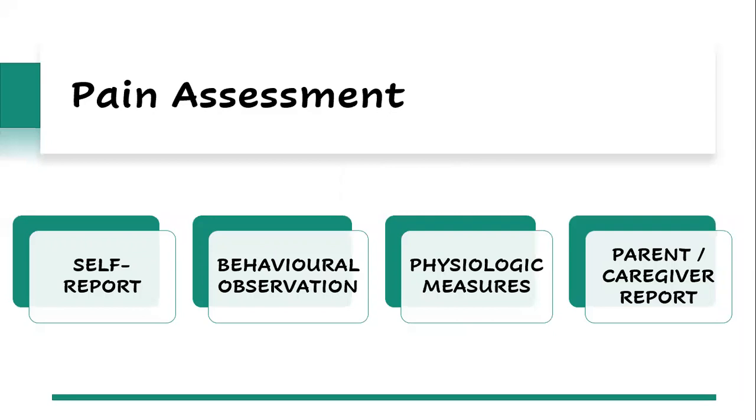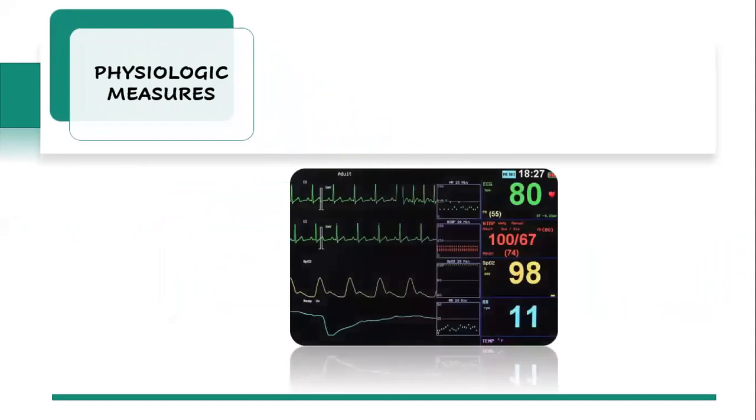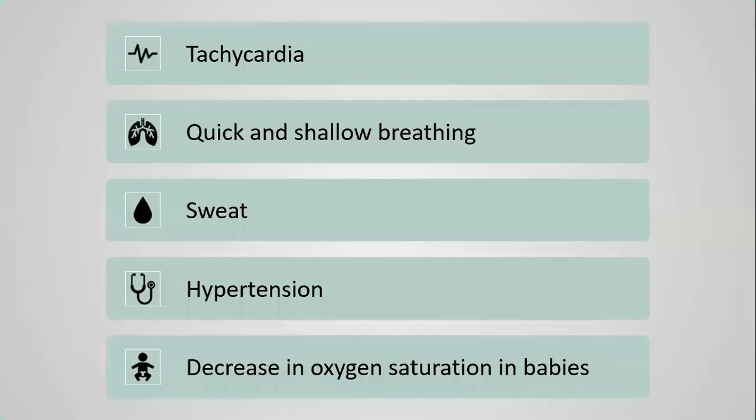You can detect pain not only through behavior, but also by looking at the child's physiological measures. Tachycardia, quick and shallow breathing, sweating, hypertension, as well as a decrease in oxygen saturation in babies can all be an indication of pain. However, keep in mind that during chronic pain, the body has adjusted to the pain and these symptoms will no longer apply.